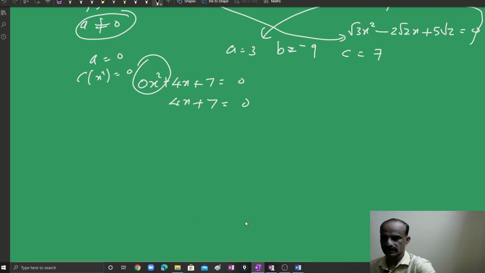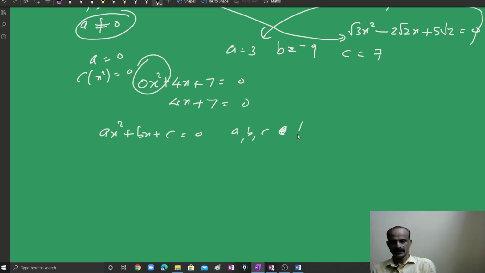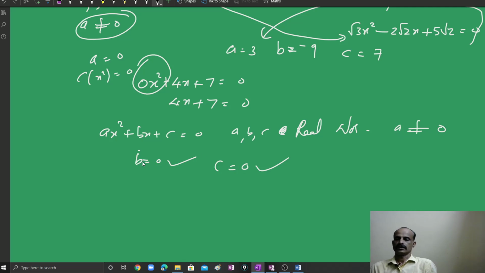So a quadratic equation is nothing but any equation of the form ax square plus bx plus c equal to 0, where a, b, c are real numbers, and a not equal to 0. b can be 0, no issue. c can be 0, no issue.